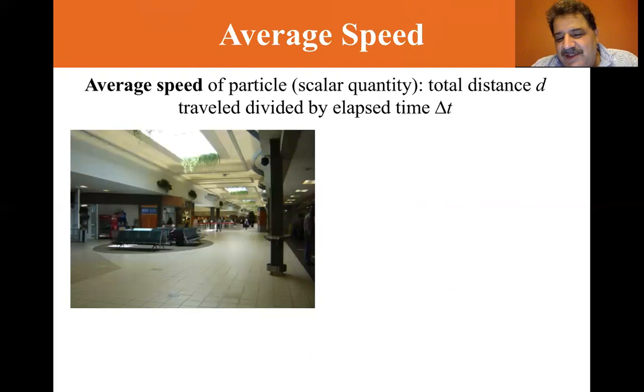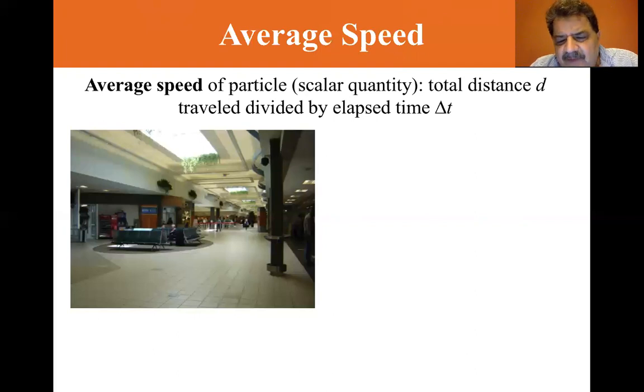In everyday usage, speed and velocity are interchangeable. Not so in physics. There's a clear distinction. Consider a marathon runner who runs a distance d of more than 40 kilometers and ends up at the starting point. The total displacement is 0. Their average velocity is 0. How fast was she running?